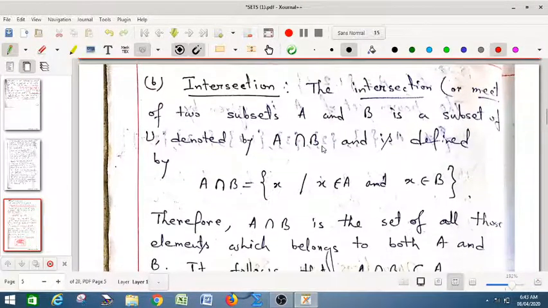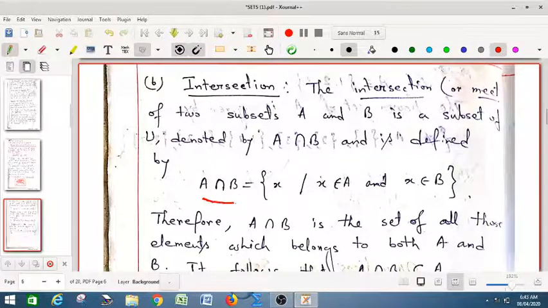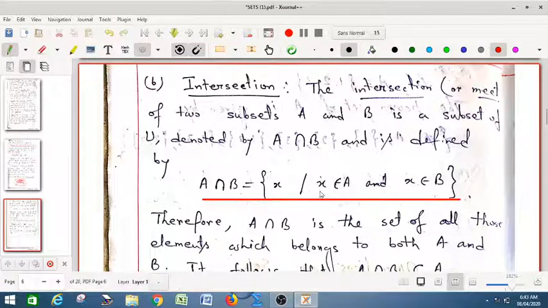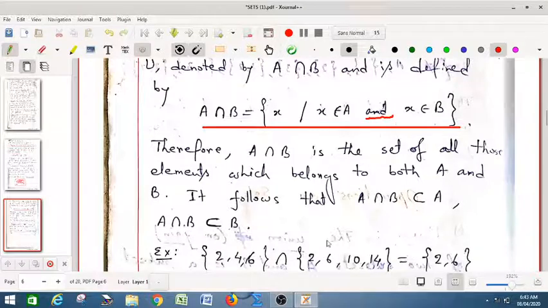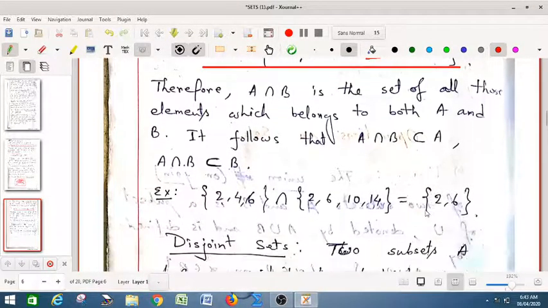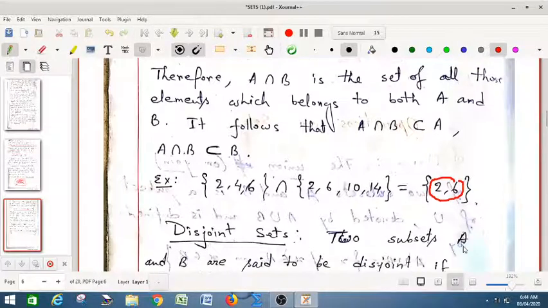Next, intersection. What is the intersection? Intersection is given by A intersection B, the set of x such that x belongs to A and x belongs to B. In the case of union there is 'or', and in the case of intersection there is 'and'. So A intersection B is the set of all those elements which belong to both A and B. It follows that A intersection B is a subset of A and A intersection B is a subset of B. Look at the example again. 2, 4, 6 intersection 2, 6, 10, 14. What will be the intersection? 2, 6, because 2, 6 are the only common elements. So let us have a Venn diagram in this case also.